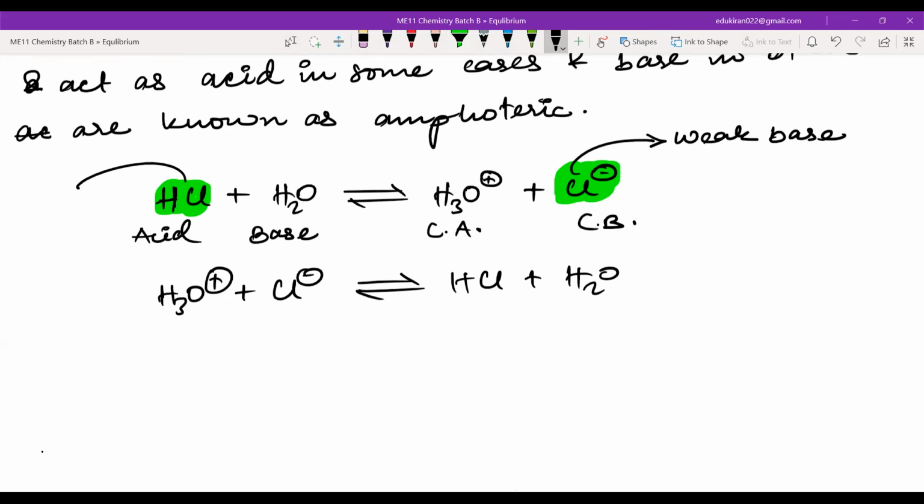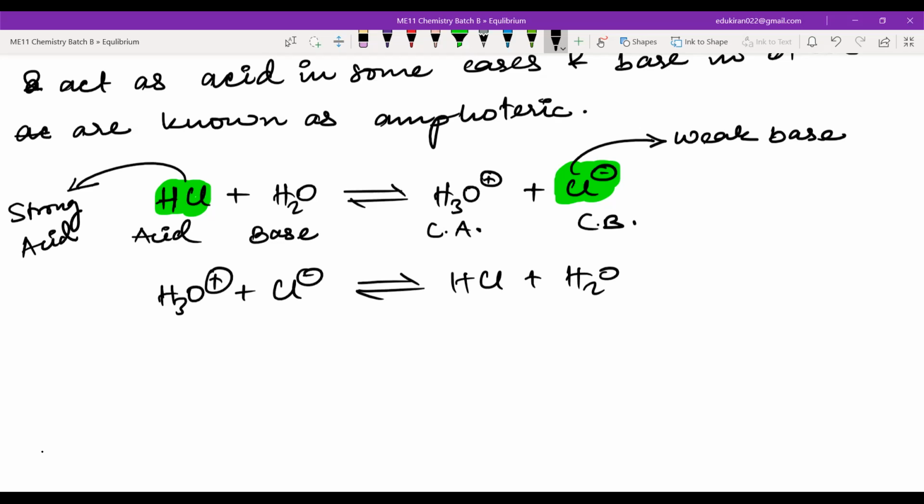And this, what is this? HCl is a strong acid. If Cl negative was a strong base, then it would have easily accepted H plus ions, and it would have formed HCl, but that is not happening. What is happening? HCl is getting dissociated into H plus and Cl negative. That means HCl has the higher tendency to give H plus ions. That is why it is a strong acid.